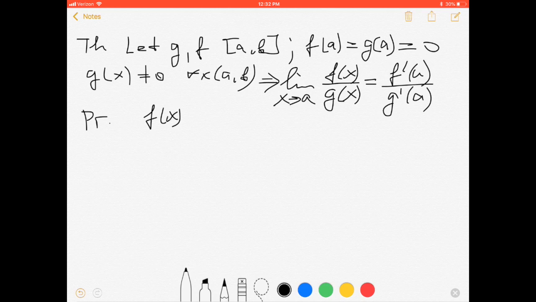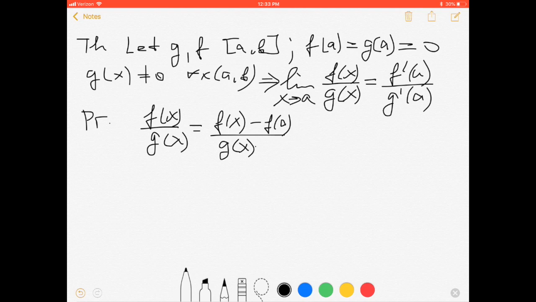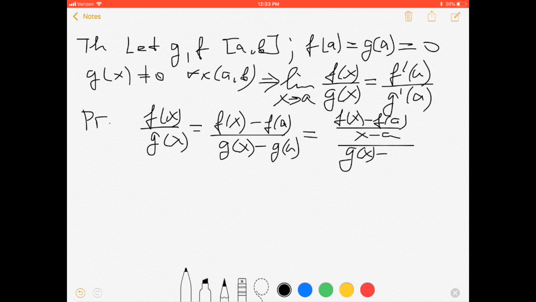Let's go. f of x over g of x will be f of x minus f of a over g of x minus g of a, right? Because the value of your function at point a is 0. This means I'm subtracting 0, it's nothing changing. Then I divide up and down by the same x minus a. What happened? The fraction is not changing, because we have this arithmetic rule: up and down we can divide by something the same.